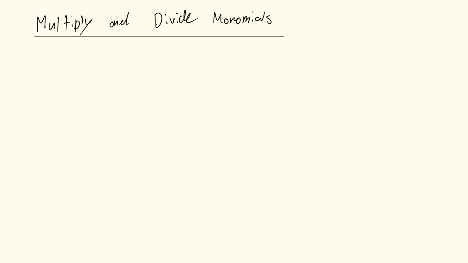Hey everyone, so today we're going to be dealing with monomials, specifically how to multiply and divide monomials. So for the first example, let's do 3 to the power of 3 times 3 to the power of 5.